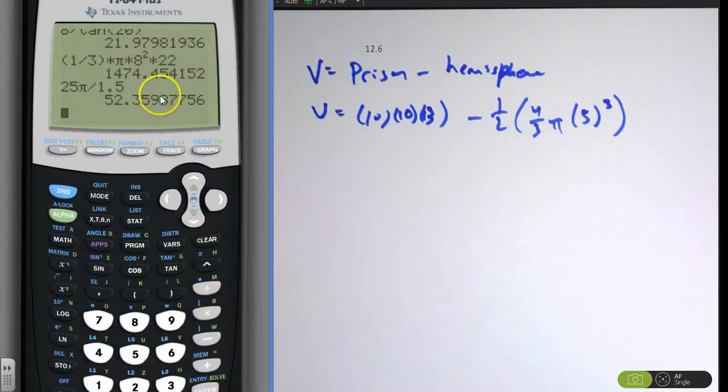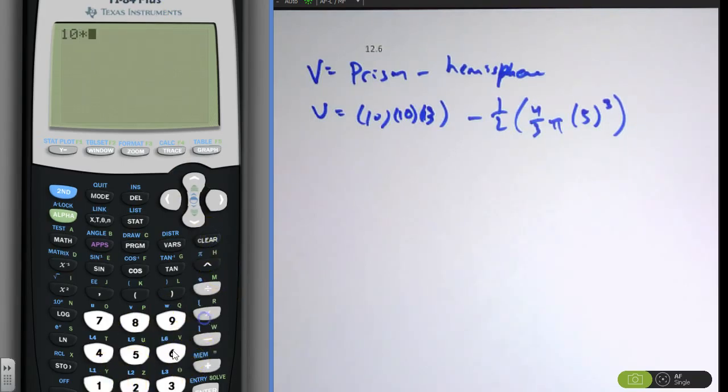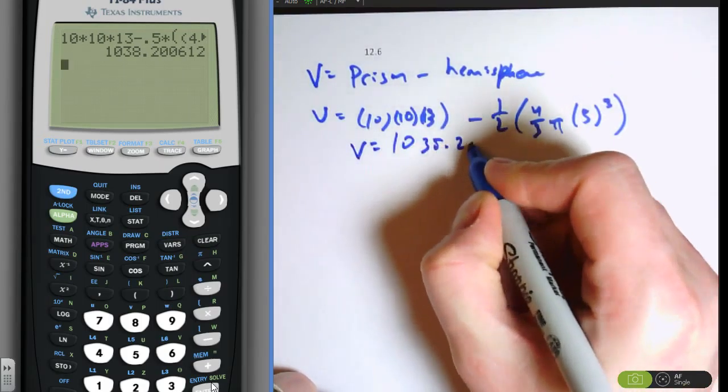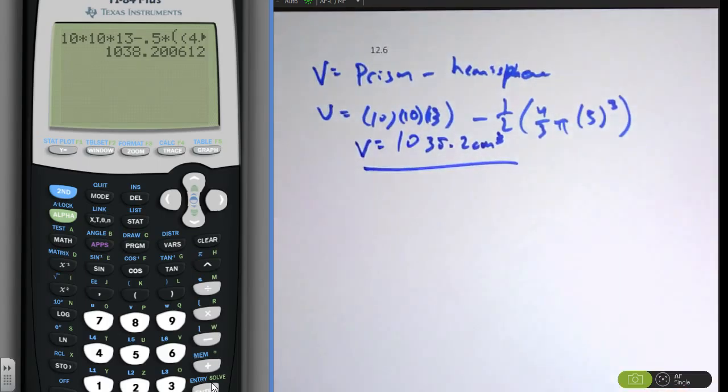Well, it's 4/3 times 1/2 times 5 cubed. So 10 times 10 times 13 minus 1/2 times 4/3 times pi times 5 cubed. And that's 1038.2 cubic centimeters.